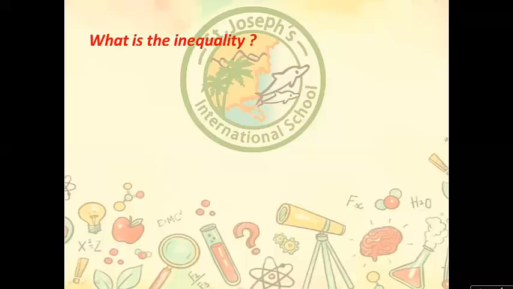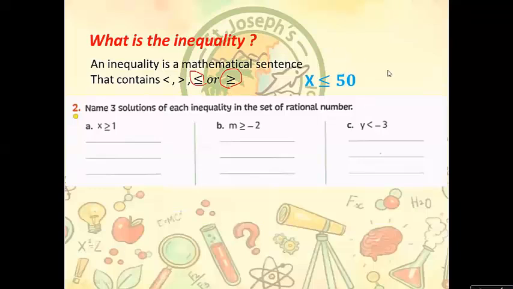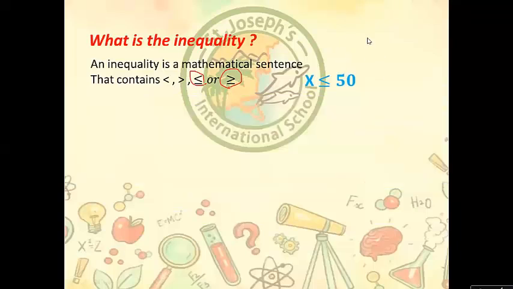What is the inequality? Or what is the definition of inequality? An inequality is a mathematical sentence that contains smaller than, bigger than, equal or bigger than, or equal or smaller than. Look at this sign. It is called equal or smaller than and equal or bigger than. For example, if I have x is smaller than or equal to 50, what is the meaning? x is smaller than 50 or equal to 50, both are correct.